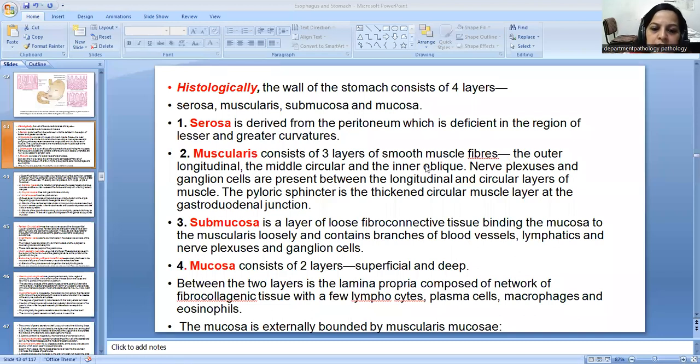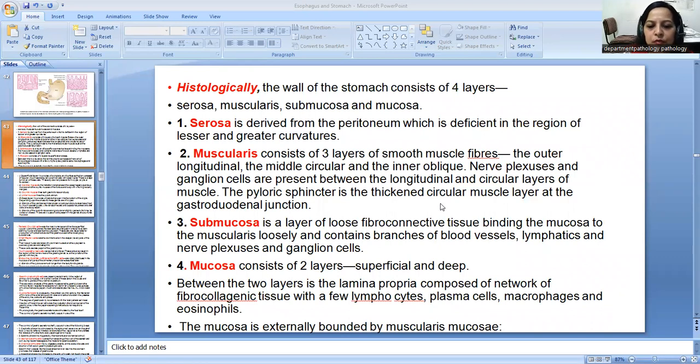Now, histologically, we can see the wall of the stomach consists of four layers: the serosa, muscularis, submucosa, and mucosa. The serosa, which is the outer layer, is derived from the peritoneum, which is deficient in the region of lesser and greater curvatures. Muscularis consists of three layers of smooth muscle fibers: the outer longitudinal, the middle circular, and the inner oblique. Plexuses and ganglion cells are present between the longitudinal and circular layers of the muscle. The pyloric sphincter is a thickened circular muscle layer at the gastroduodenal junction.